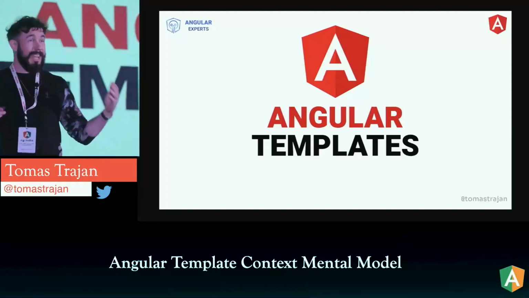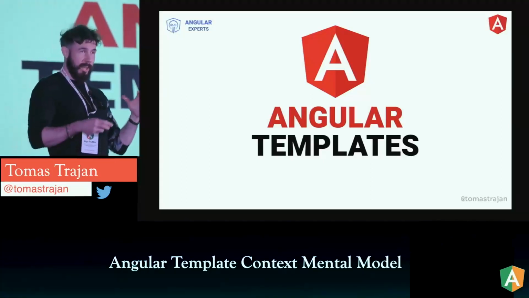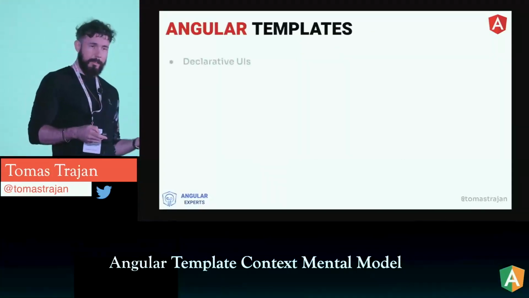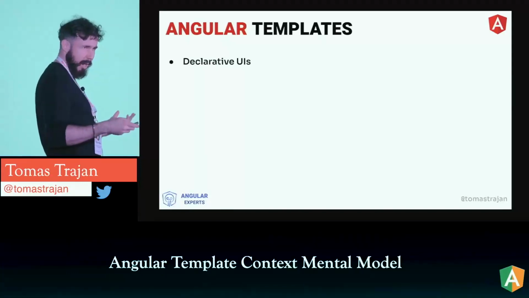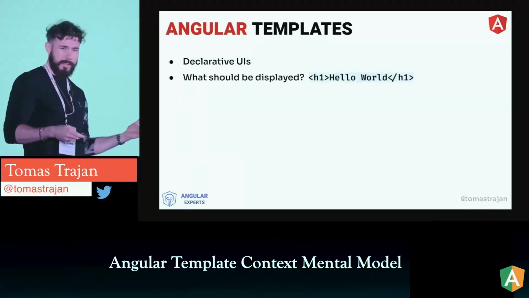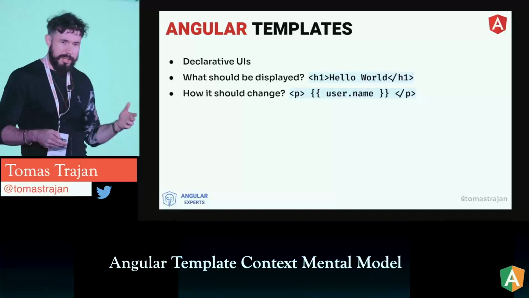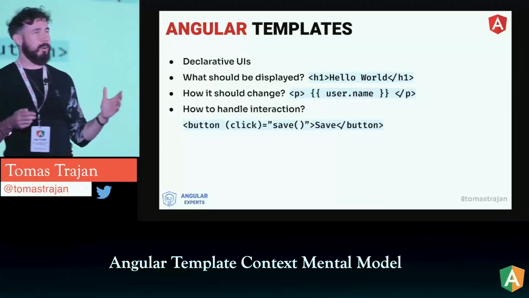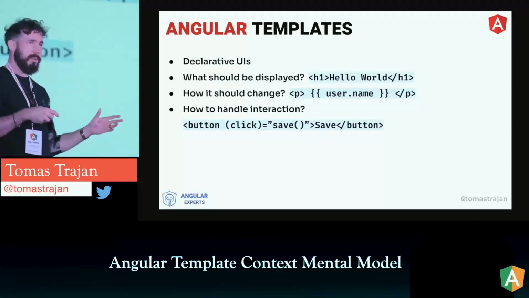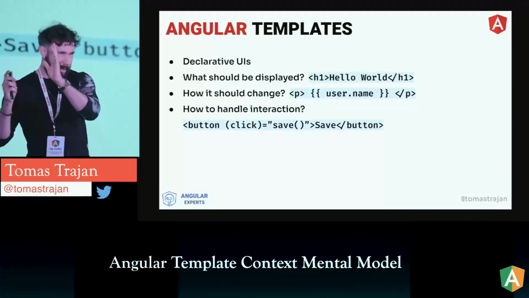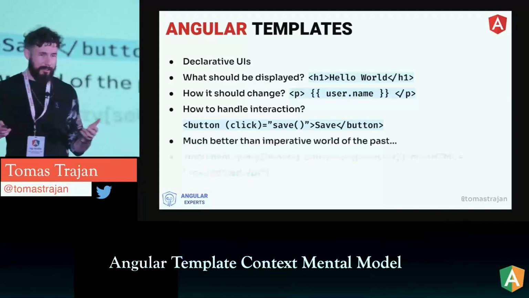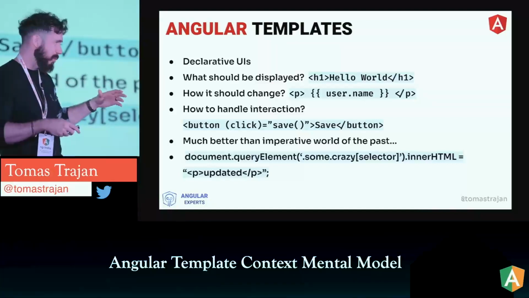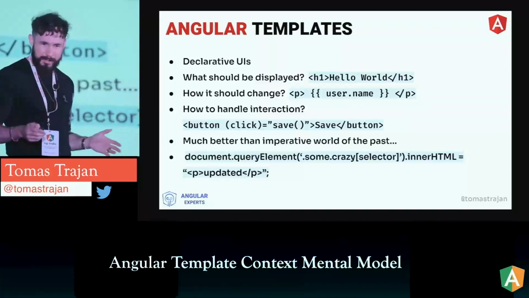So the next step on our journey is to start very basic and speak about Angular templates. Angular templates allow us to write declarative UI, so we can define what should be displayed, how it should change if the data changes, how we should handle user interaction, and this is of course much better compared to what we had to do before Angular and other frameworks and libraries, in the imperative world where we had to get a reference to some DOM node and then just reassign some HTML, which was very insecure and very imperative and hard to maintain, right?